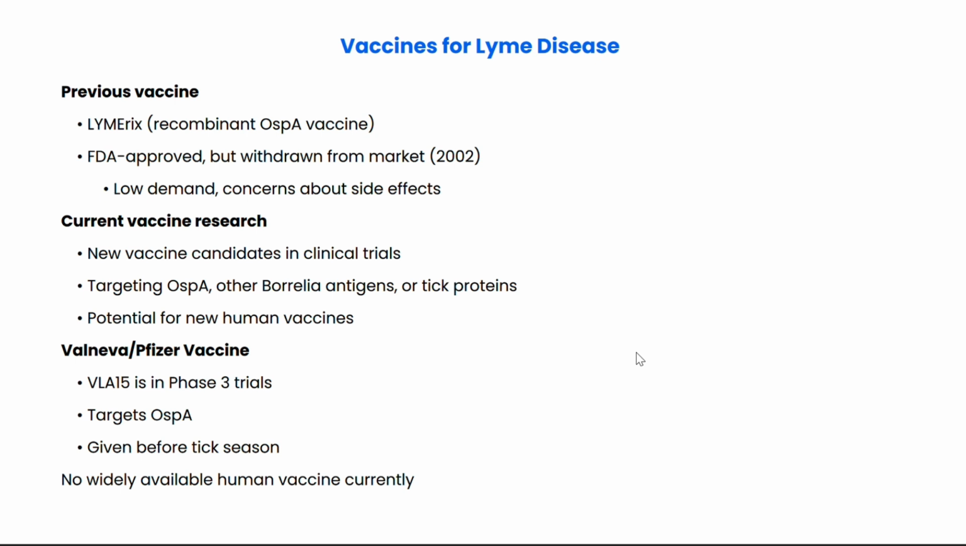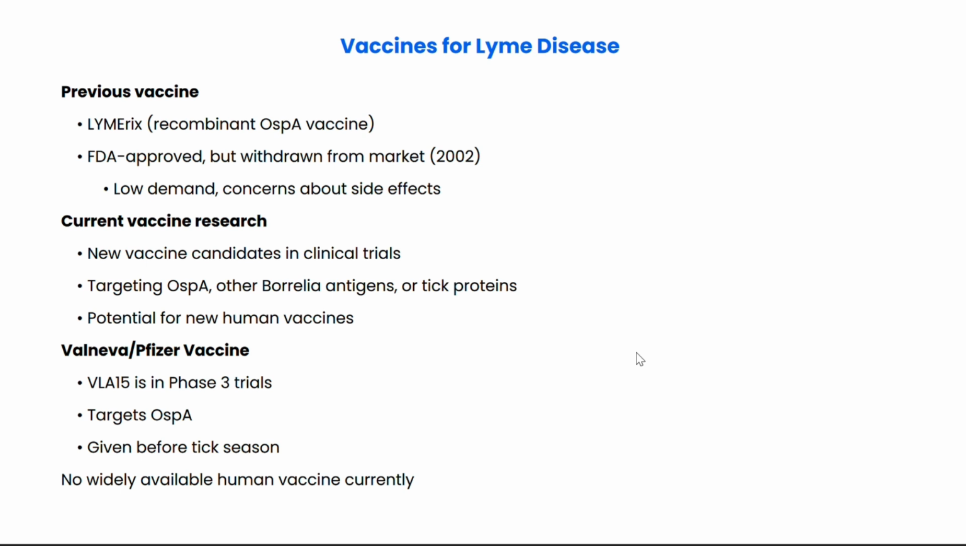Currently, there is no widely available human vaccine for Lyme disease in use. However, there is ongoing and promising research in this area. Several new vaccine candidates are in various stages of clinical trials. These new vaccines are exploring different approaches, such as again targeting OspA and other Borrelia antigens, or even proteins found in the tick itself to prevent the transmission of the bacteria to humans.